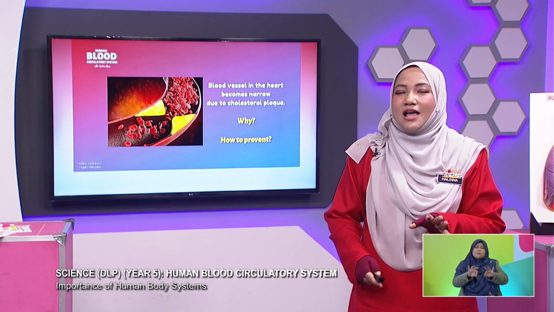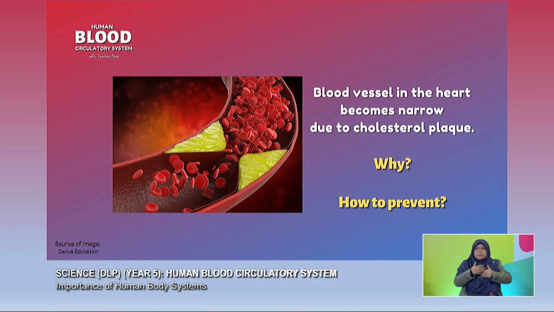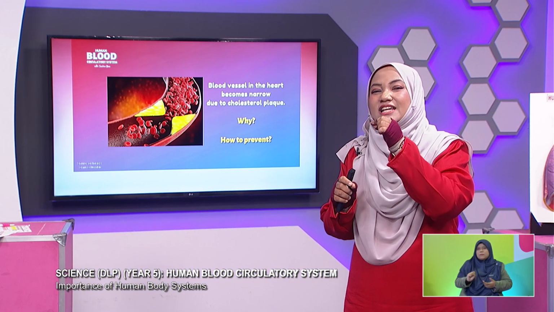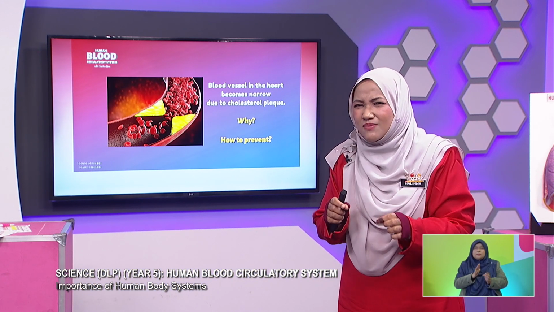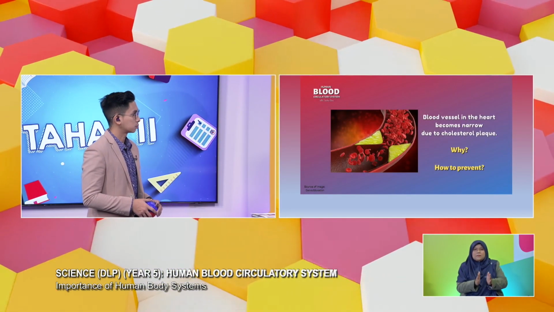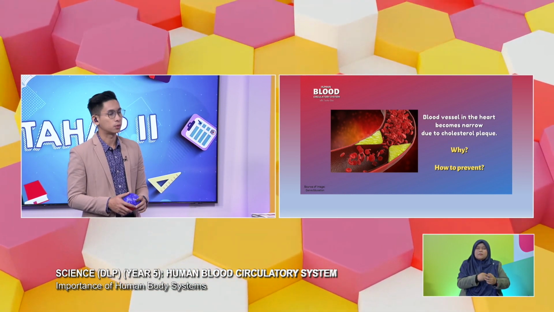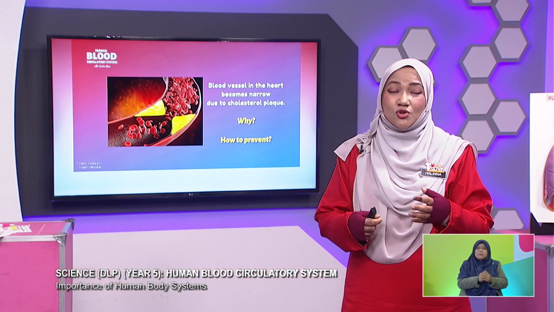The first one. This is actually a picture of a blood vessel that has become narrow. Can you see? The yellow part is actually some cholesterol plaque. So you can see it has become narrow. And can you imagine all the blood? It will not get to flow through smoothly because it has become narrow. So why does that happen? Cholesterol comes from food that we eat. Some parts of our body also produce cholesterol, but just enough.